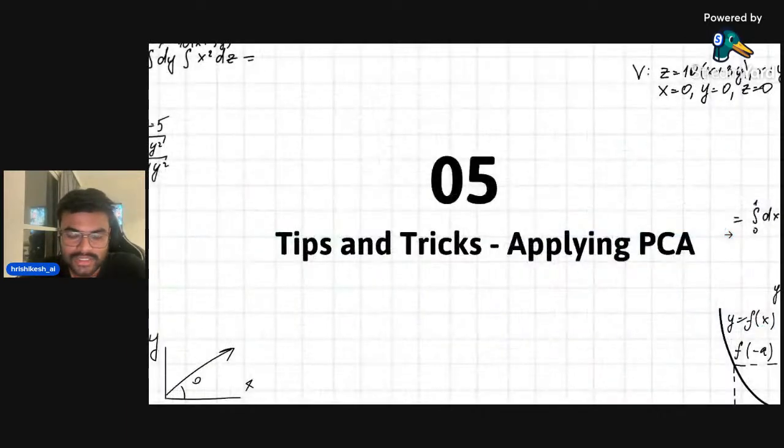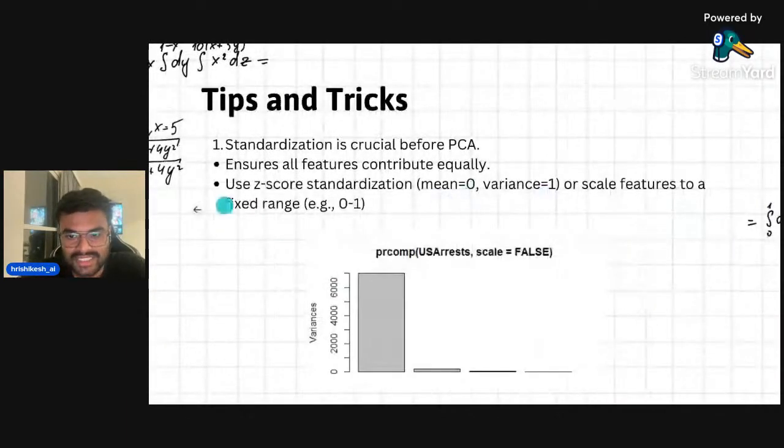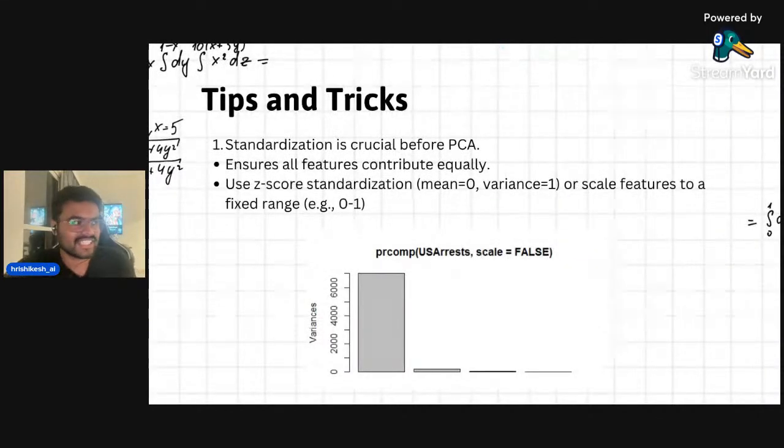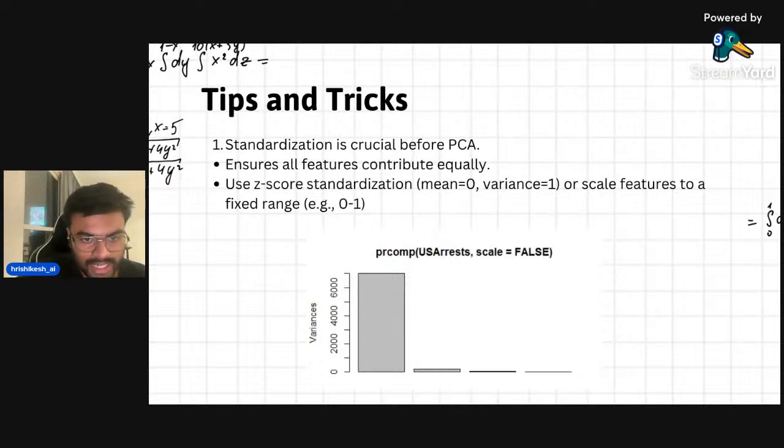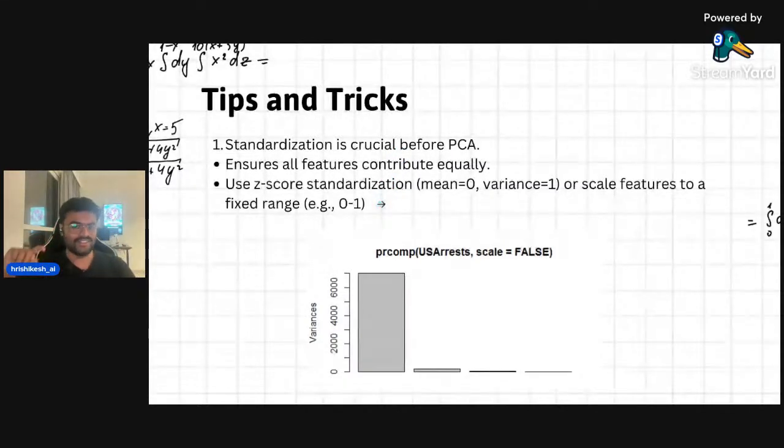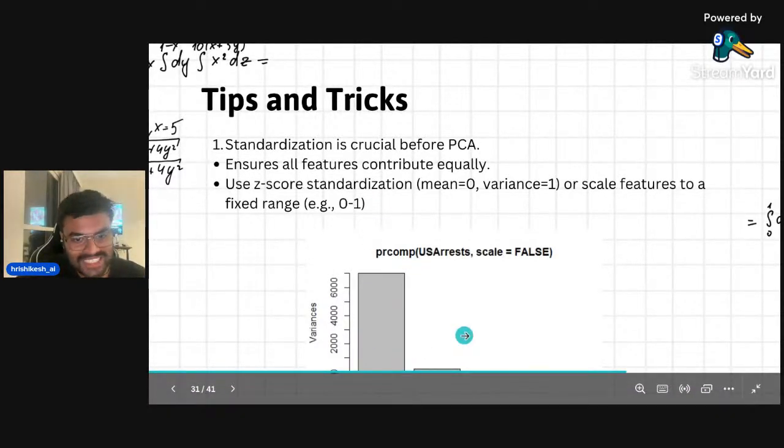Okay, so the tips and tricks part, which covers the issues I got to know after working with PCA a lot. The first thing is the standardization that we have discussed. There is some more to it, as per Shikhar's question: if you don't do the standardization and then plot it, you will see it this way.